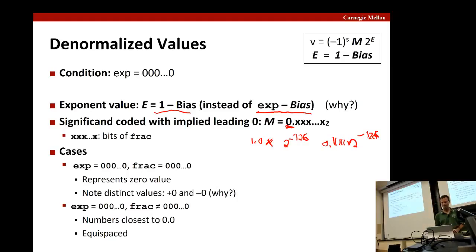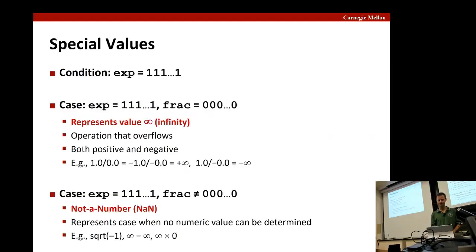Good. Special cases, as was mentioned: you have the all 0 case. Because this doesn't account for the sign bit, we can have a positive 0 and a negative 0 once we look at the sign bit. In all the other cases, we get numbers that are equispaced and closer to 0 than anything we could represent with normalized values. So that was the denormalized case, and we'll look at some pictures of that in a second.